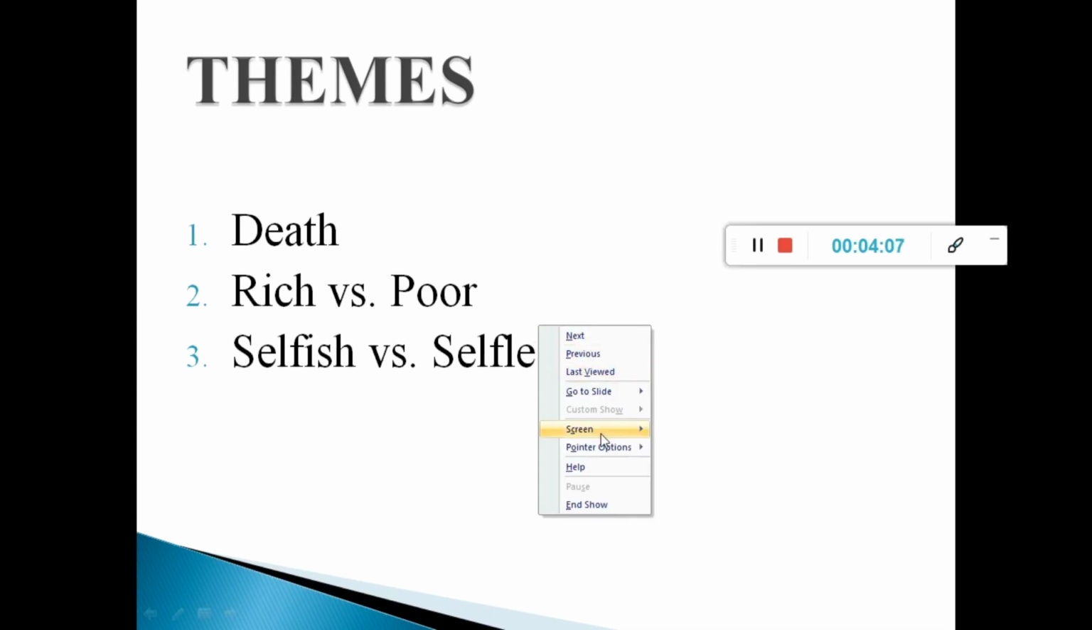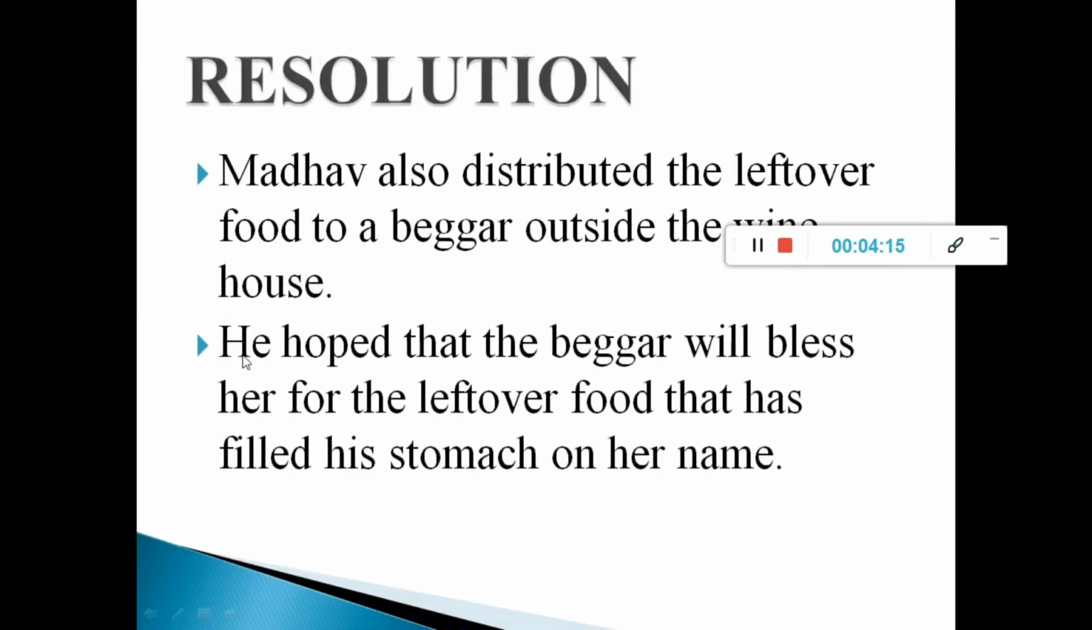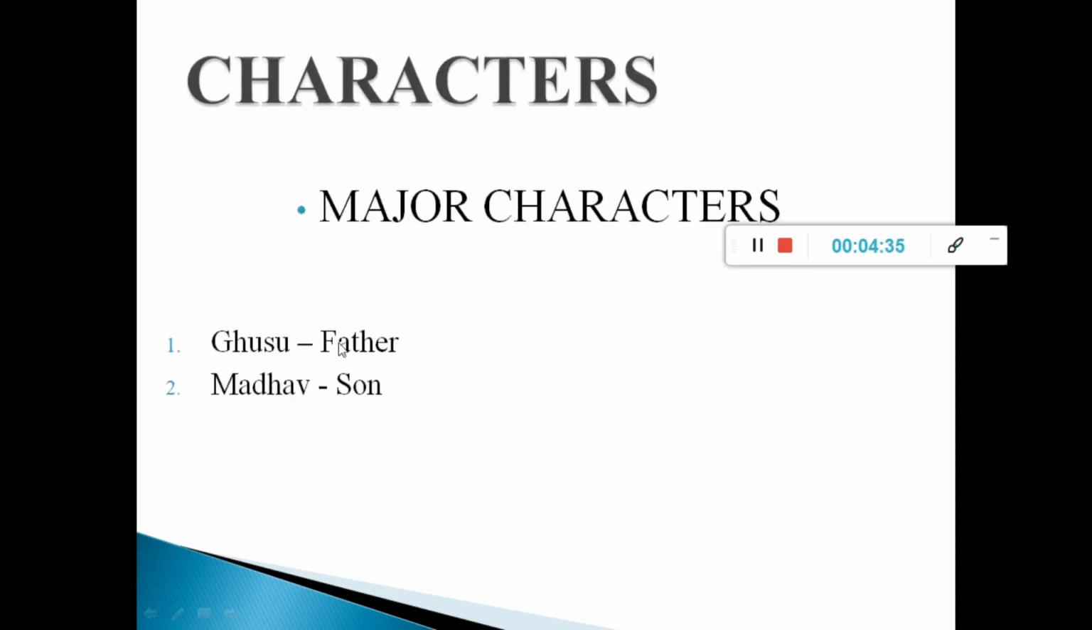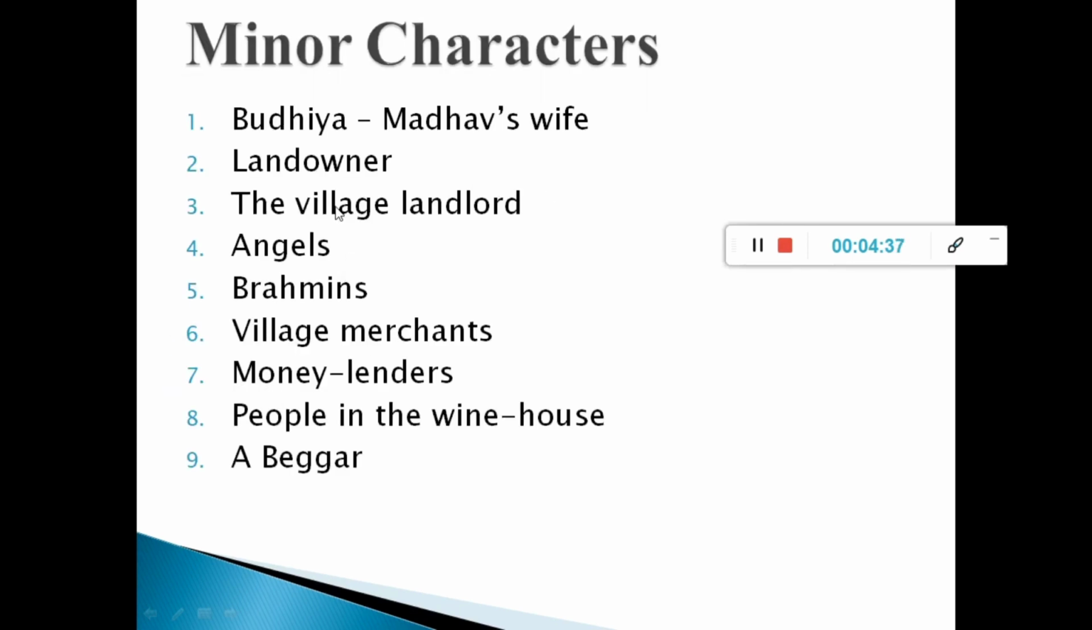When we move down to our previous slides, we know how the village landlords, the landowners, village merchants, and money lenders are very rich, so that even Gisu and Madhav went to these rich people to seek help to buy the shroud. Okay.